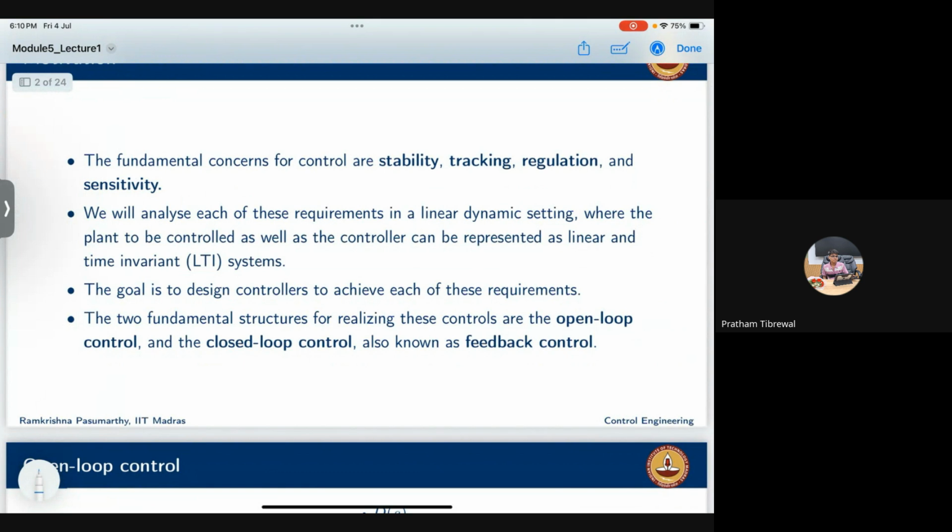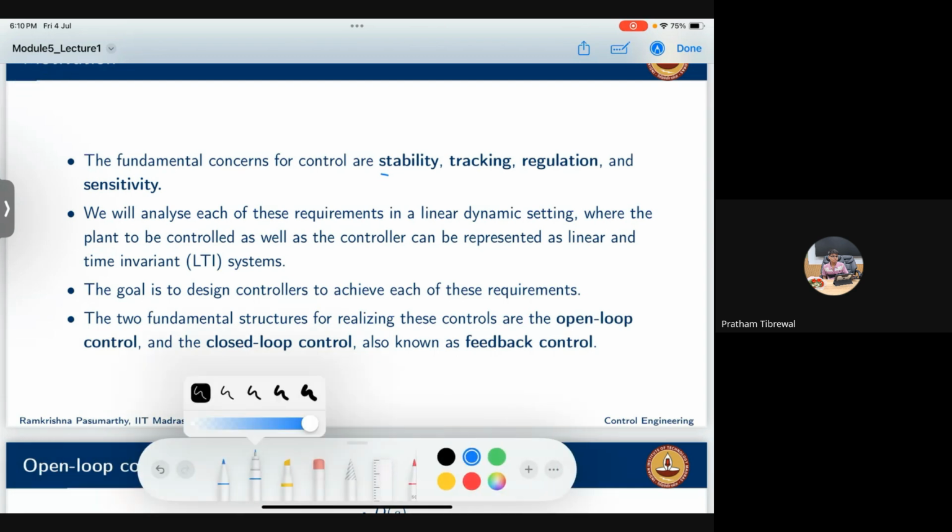So, till now we have studied stability. We know what stability is, and why we are using that, right?